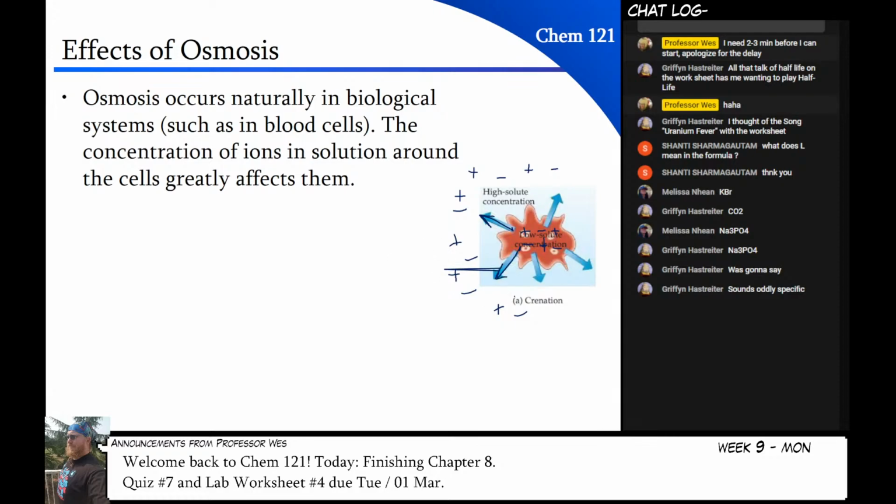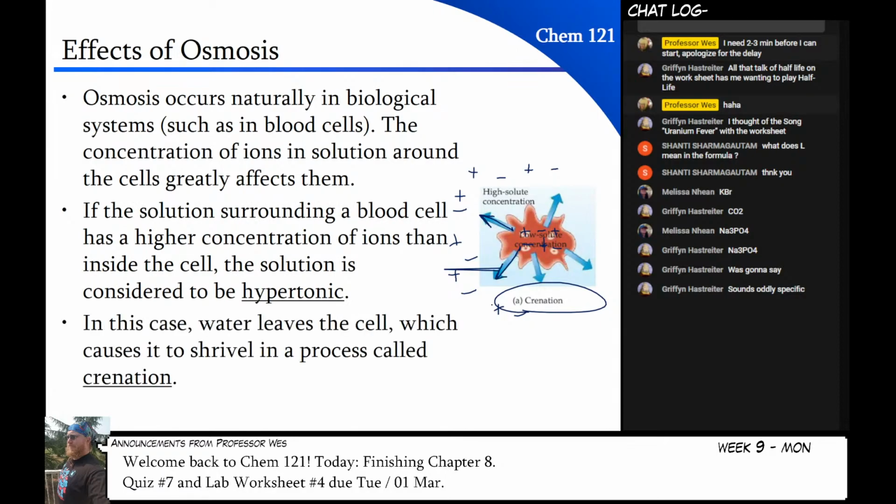This effect is called crenation. Crenation occurs when you have too much solute in your bloodstream. And so all your blood cells would shrivel up. This is obviously very bad. A shriveled blood cell is unable to transport oxygen effectively, and thus would be a poor unit to do so, I guess.